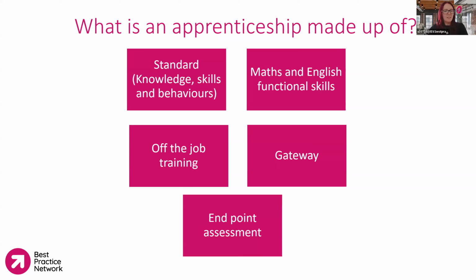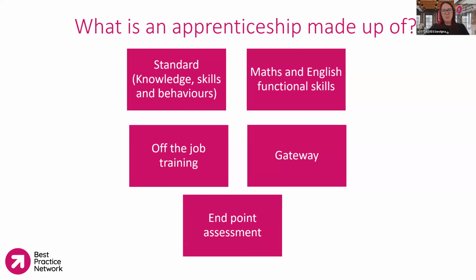There's also maths and English functional skills, which are mandatory for learners who are 16 to 18 and haven't achieved previous equivalent qualifications, or you can opt in or out if you are over 18. There's also off-the-job training, which is basically your learning time for the apprenticeship: any time given to you to develop new knowledge, skills, and behaviours that are relevant to the apprenticeship.